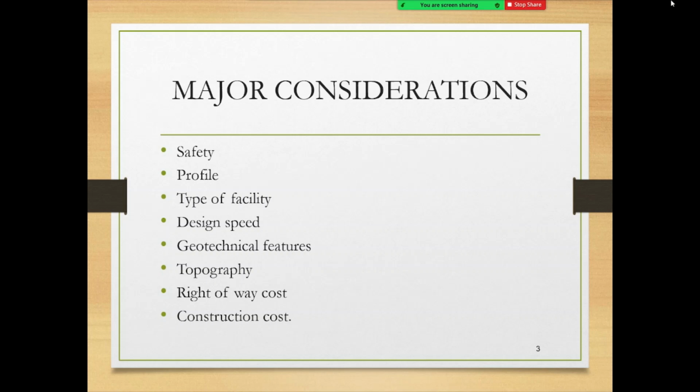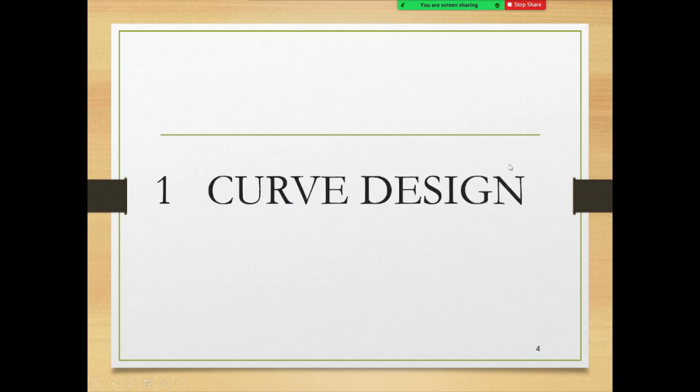So when it comes to the horizontal alignment, what are our major considerations? These are safety, profile, type of facility, design speed, geotechnical features, topography, right of way cost, and construction cost. And now we are going to discuss these things in detail, right? Now this horizontal alignment has three parts: curve design, the sight distance, and finally the superelevation, right? So now I am going to discuss the curve design, the first part of my lecture.